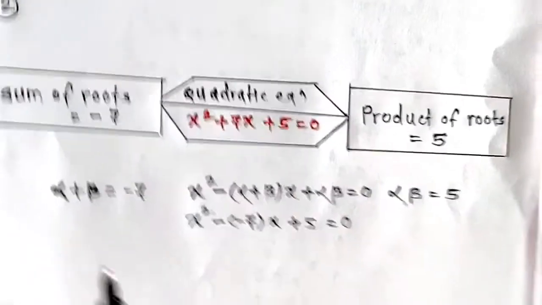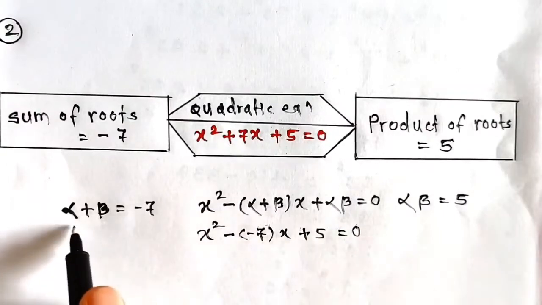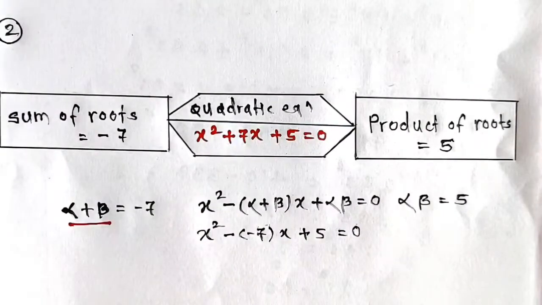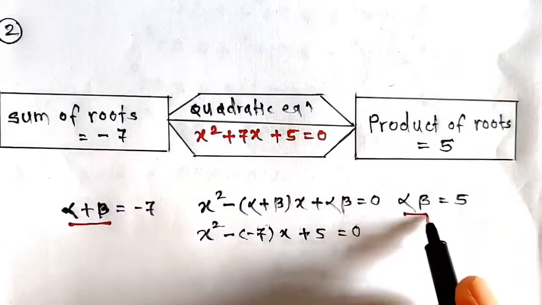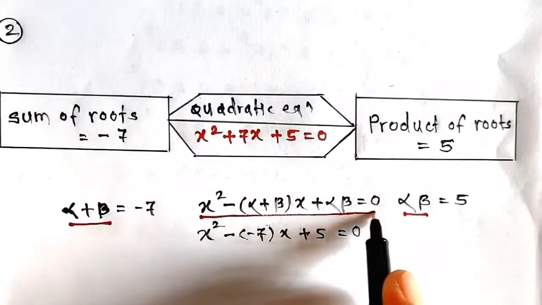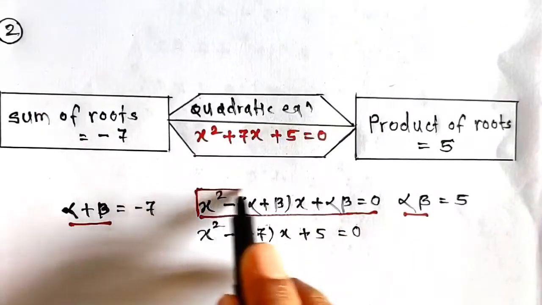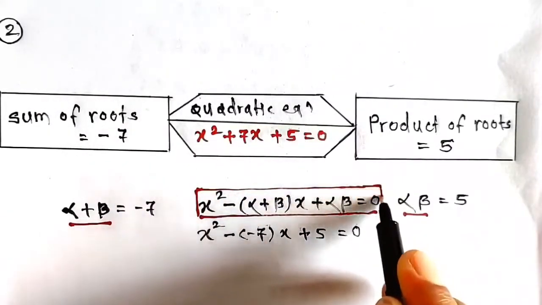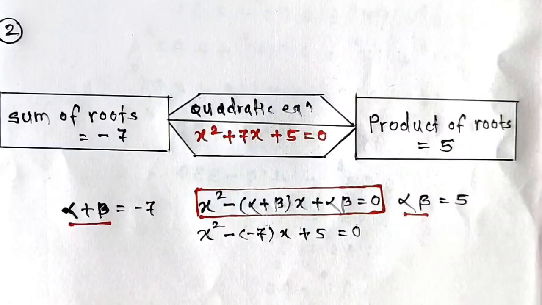So in this way, if alpha and beta, the sum of the roots is given and the product of the roots is given, then using this formula, x square minus (alpha plus beta) into x plus alpha beta is equal to 0, we can write the equation. So this is the second part.